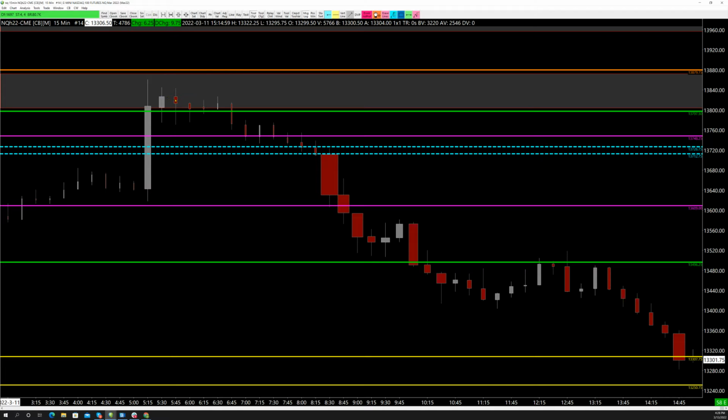So we get above, you can see we consolidate. They try to pull it above, and it fails. It can't re-auction the entire single prints through here, and it rolls back down. So what's the target if it fails? Back to the point of control. They attempt to hold the point of control.